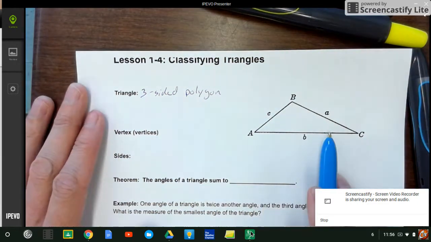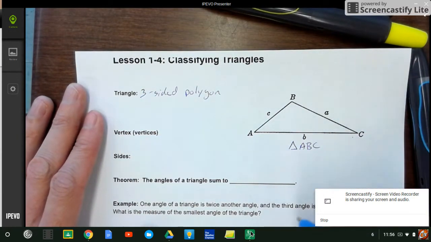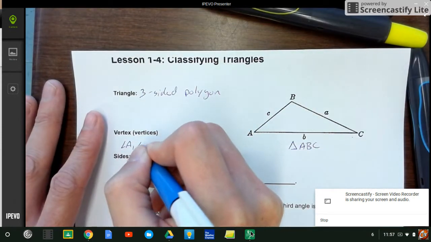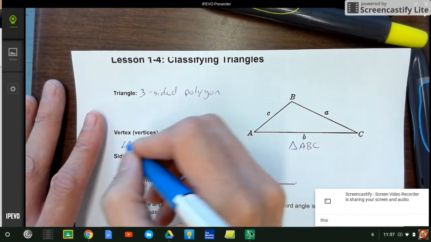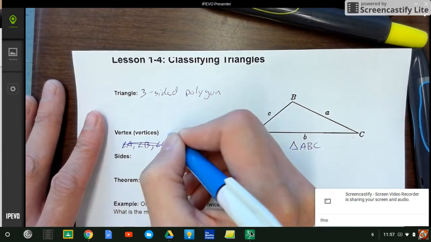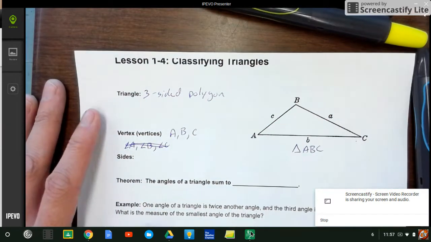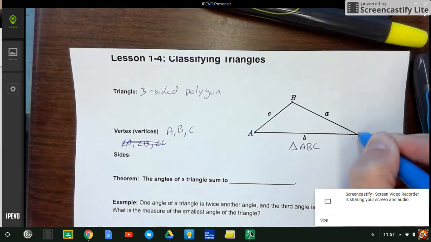And we name our triangle based on its corners or vertices. So this is triangle ABC. Okay. The vertices are the corners. So angle A, angle B, and angle... well, not really the angles, but the points. Okay, so A, B, let's call them the points. Points A, B, and C are the vertices. Okay, because when we talk about the vertices, we're talking about these 3 points right there.